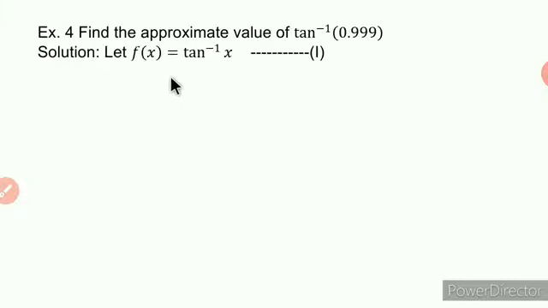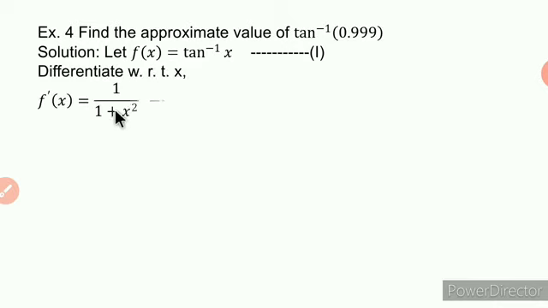Now example number 4. Find the approximate value of tan inverse of 0.999. So let f of x be equal to tan inverse of x. Call it relation 1. Differentiate with respect to x, we get f dash of x is equal to 1 upon 1 plus x square, the derivative of tan inverse x. Call it relation 2.